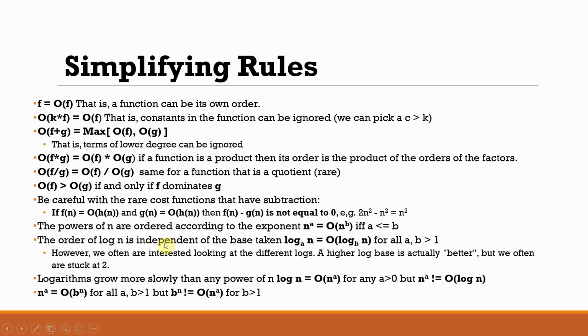The order of log n is independent of the base taken, right? So that's why in big O notation, in many cases we don't show the base. However, if we actually want to compare the time consumption, the execution time, we often are interested in looking at different log bases. Higher log base is actually better, right? In terms of big O notation, they're going to be the same, but a higher log base is basically better. Most often in most algorithms that we have seen so far, the log was in base 2.